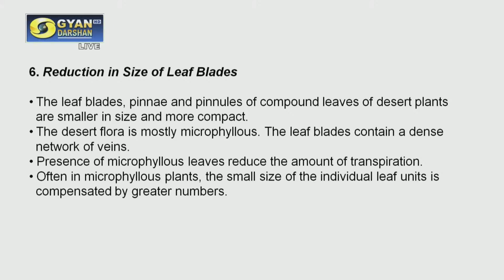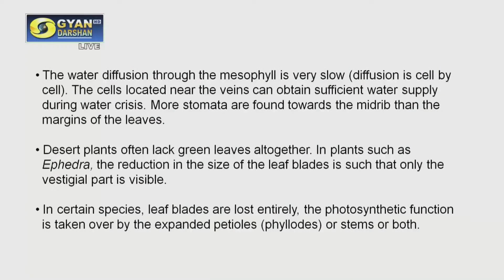Presence of microphyllous leaves reduces the amount of transpiration, and that is why they have a greater number of leaves, because the surface of the leaf is reduced, so the number is increased, so that they can carry out photosynthesis efficiently. Water diffusion through the mesophyll is very slow. The cells located near the veins can obtain sufficient water supply during water crisis.